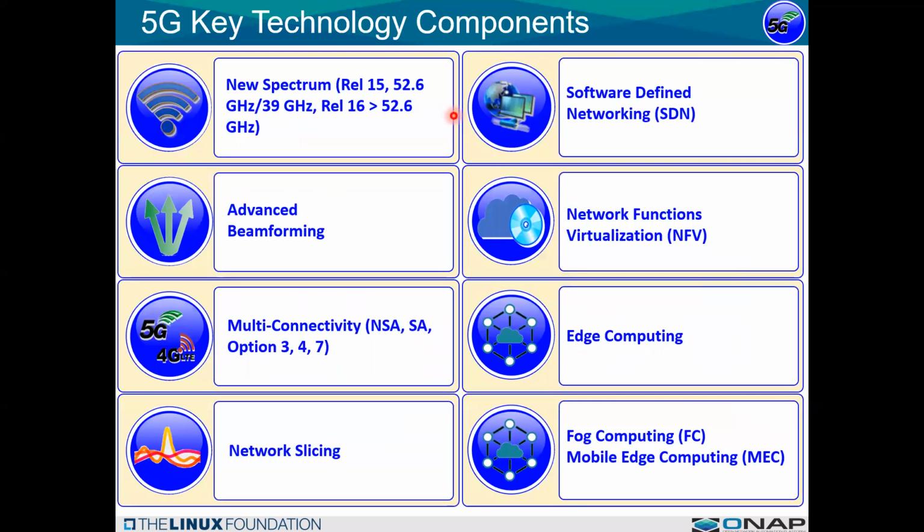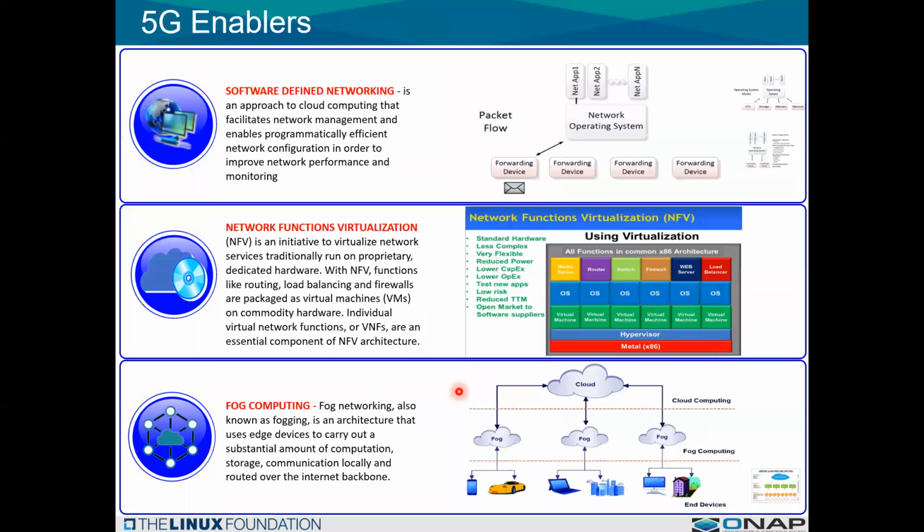So some of the enablers are new spectrum. We see in release 15, 52.6 gigahertz and 39 gigahertz, release 16 frequencies greater than 52, which I think isn't realized so much, and then more emphasis on that in release 17. Advanced beamforming techniques, multi-connectivity that I just mentioned, standalone and non-standalone, options 3, 4, and 7. Of course, network slicing for dedicated types of traffic. Software-defined networking, network function virtualization, edge computing, fog computing, and mobile edge computing.